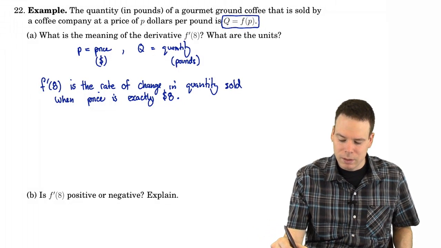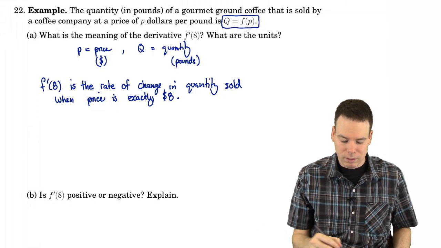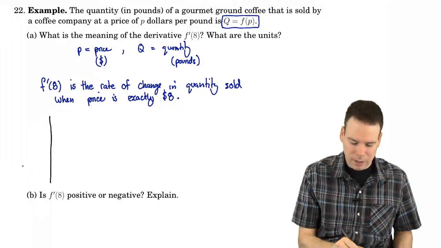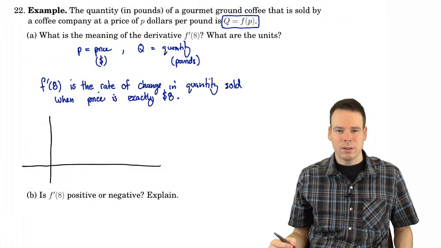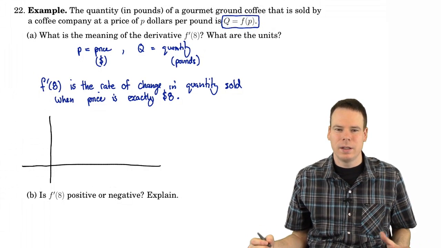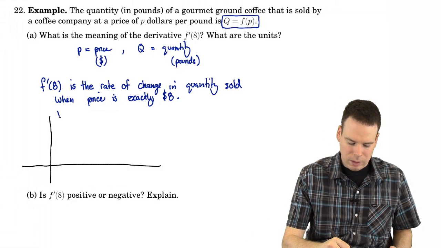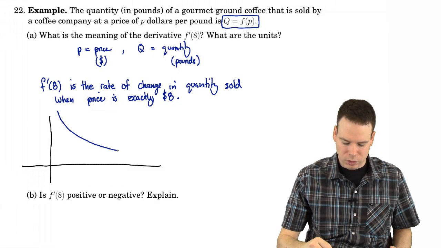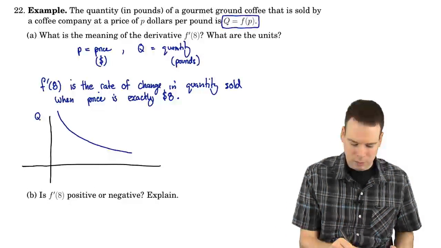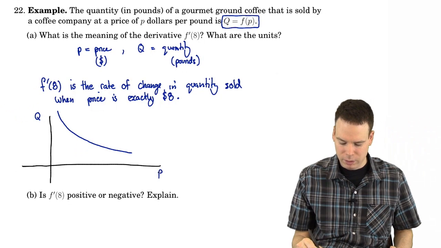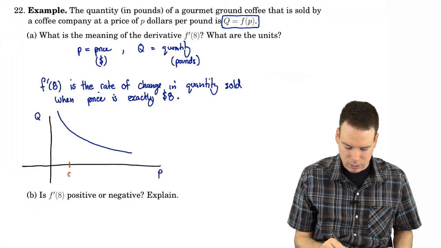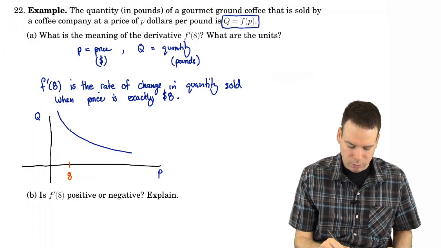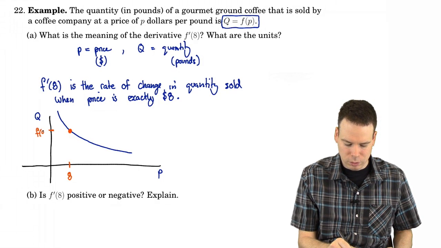Now, it would be nice to have at least a visual interpretation of what this is. Again, it's the slope of the tangent line, but what is f prime of 8 really saying? In other words, can we get some sort of qualitative idea of what it is? So here is, let's say, our function. That's our quantity versus our price. And we're interested in particular in what's going on when the price is $8. Well, there is how much quantity is sold. That's f of 8.